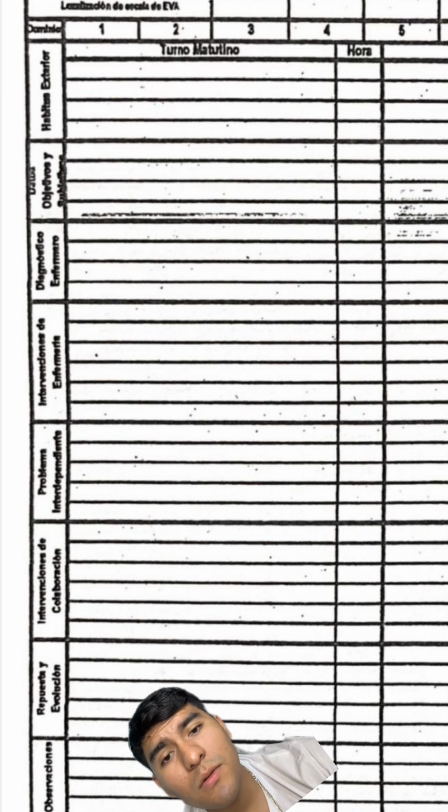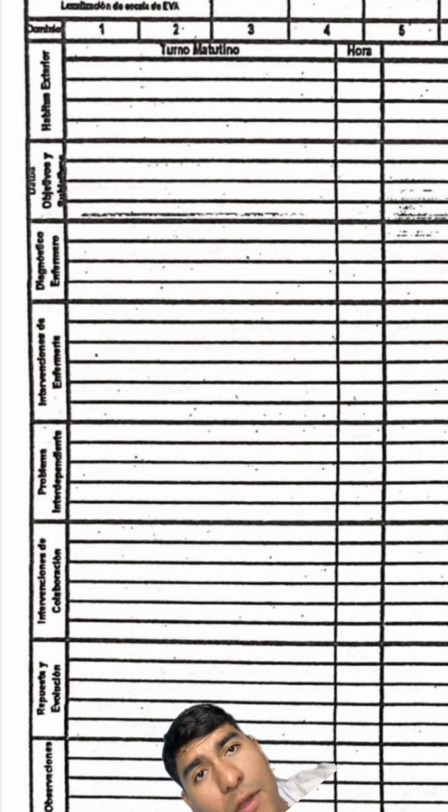Observation. This includes additional comments about the patient's overall condition, such as behavioral or physical changes not documented in other sections, special situations or events during the nursing shift, such as episodes of acute pain, falls, or respiratory issues. Also, useful information for the next nursing shift.